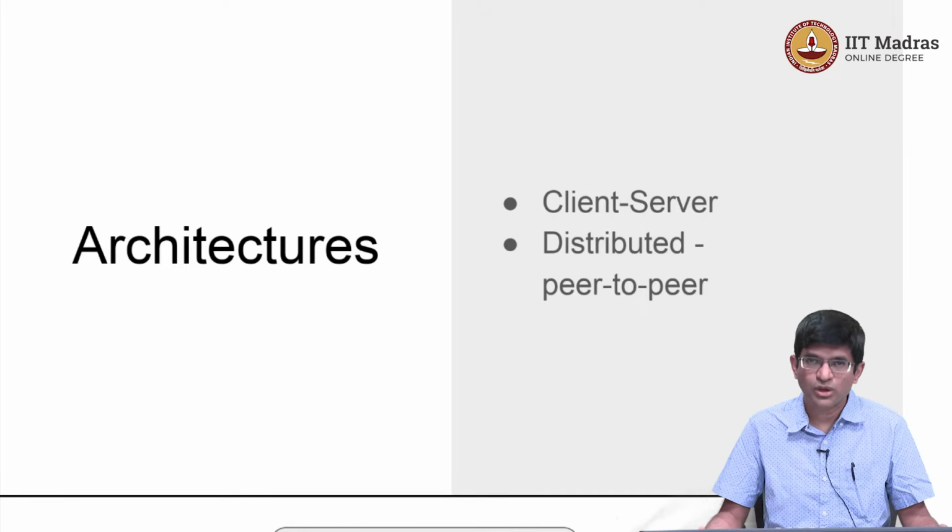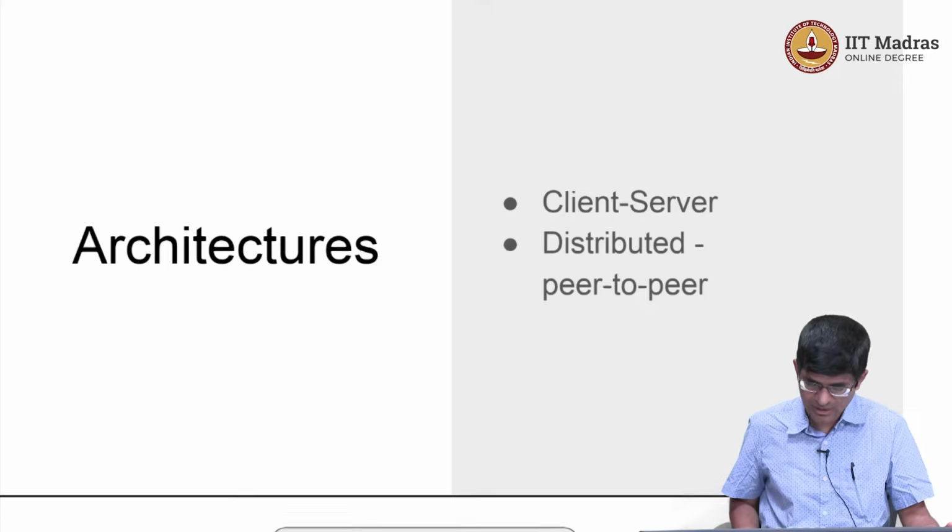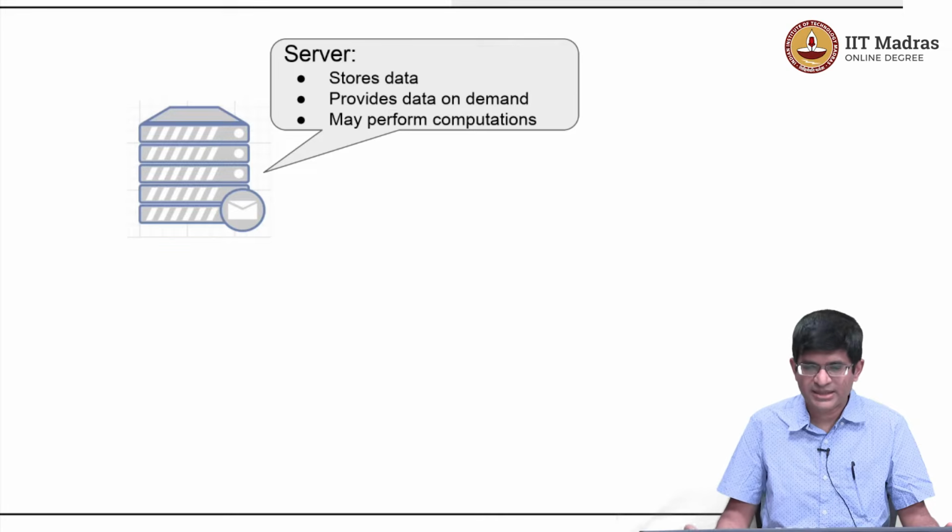Now, two of the most well known or popular paradigms, or two architectures that you need to at least be familiar with roughly, are the so-called client server architecture and the distributed or peer-to-peer architecture. So let's try and understand roughly what a client server architecture looks like. First, we have a server whose job is basically to store data. It provides data on demand, it may perform certain computations, but its primary function is to store that data and respond to requests as and when they come in.